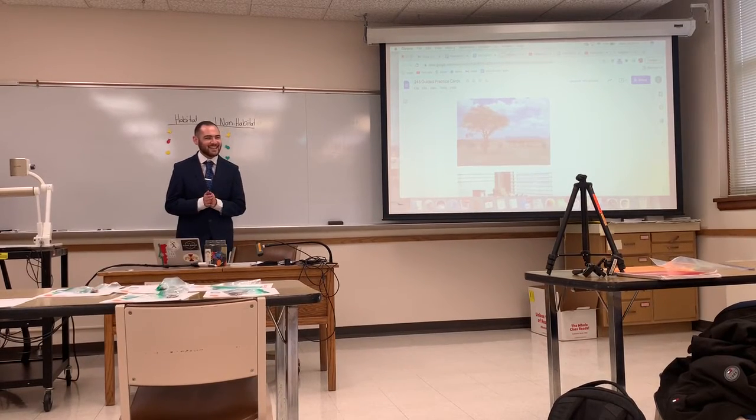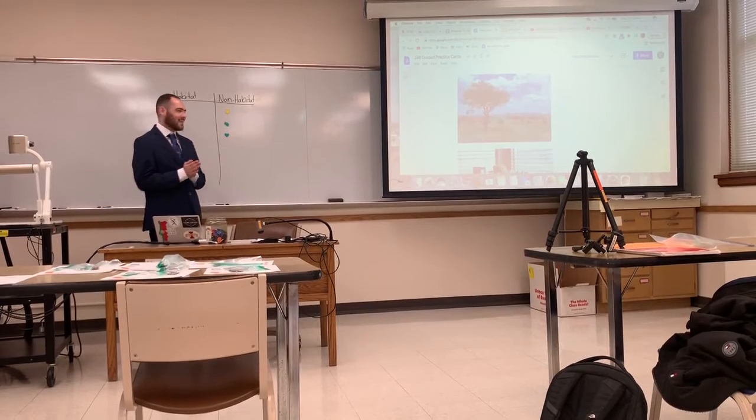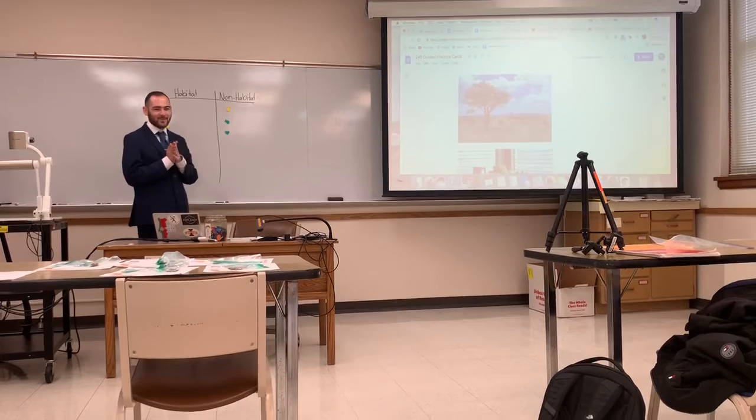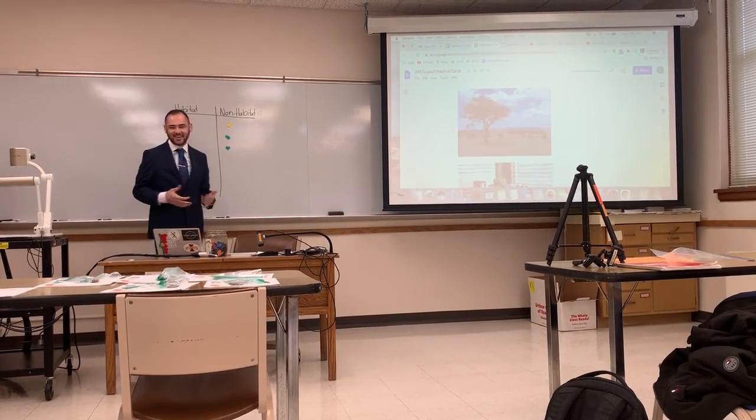You guys ready? Okay, so now I need one person from each group to come up with their pictures and then put it on this T-chart. So if your picture's a habitat, they'll go on the left side, and if it's not a habitat, then on the right side.